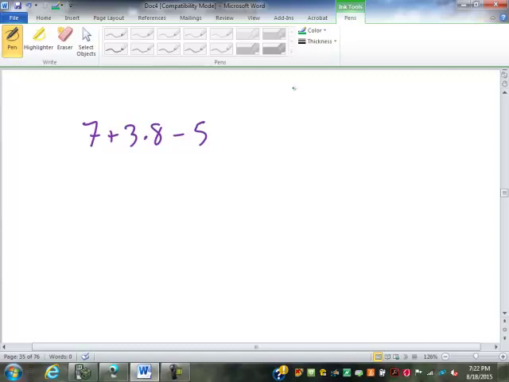It might be really tempting to look at that and say, I'm just going to go left to right, just like reading a book. And that would kind of make sense, but it would give you the wrong answer. So to make sure that two people look at that problem and get the same answer, we've defined something called the order of operations.